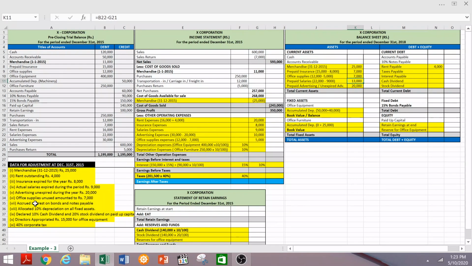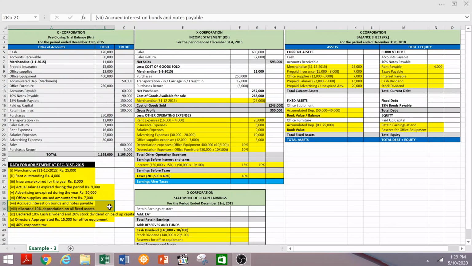Okay, we calculate the amount of interest after calculating earnings before interest and taxes. So right now we move towards the next transaction, that is related to the adjusting entries related to the tangible fixed assets, that is depreciation. The next transaction is allocate 10% depreciation on all fixed assets.